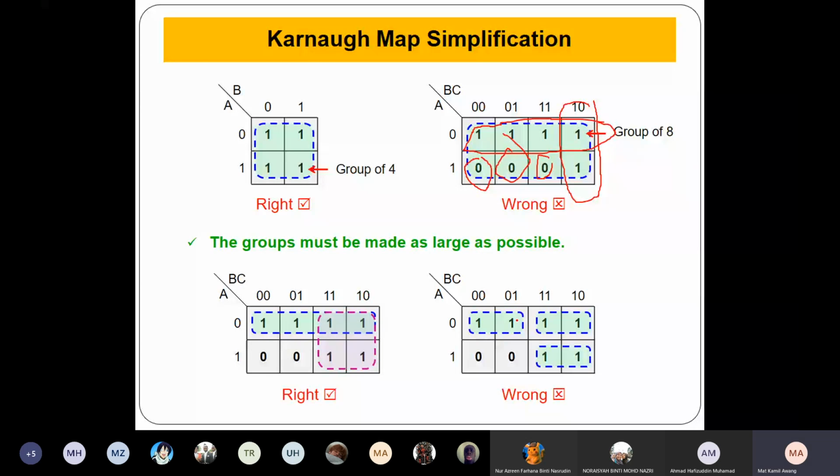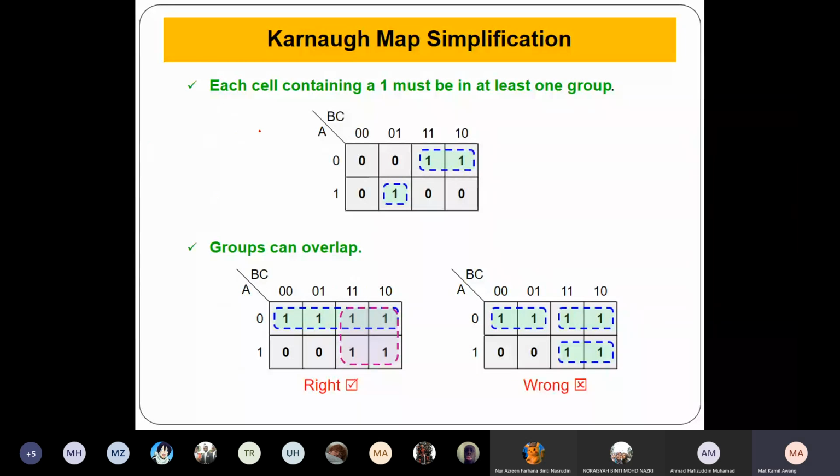And this is really not simplified enough. This is wrong, because this one you can have 2 terms, and this one you have 3 terms. So it's wrong. This is not simplified enough. So the group must be as large as possible. So this is one group and this is another group. Okay.